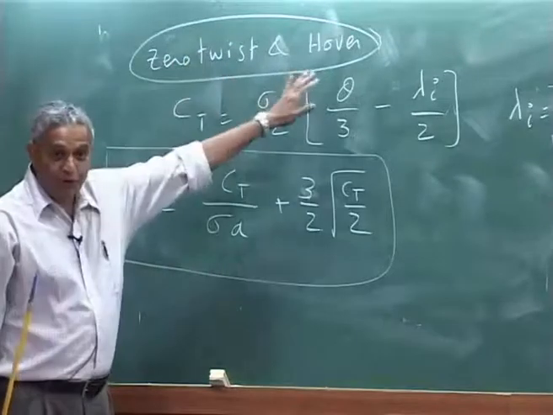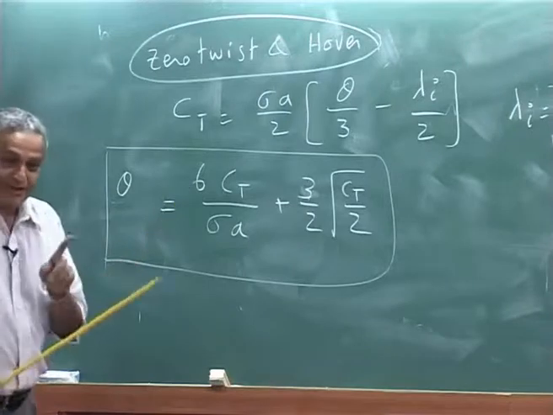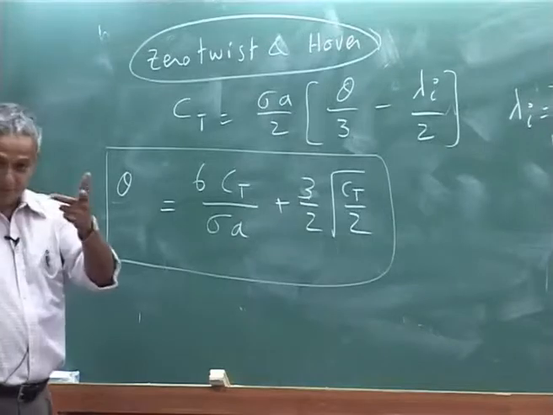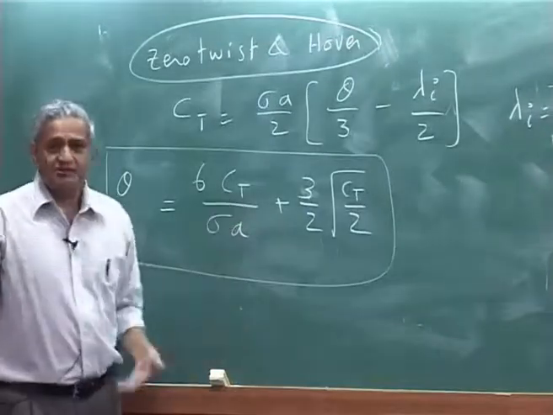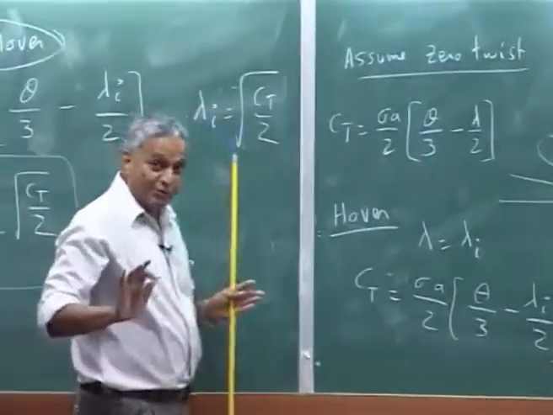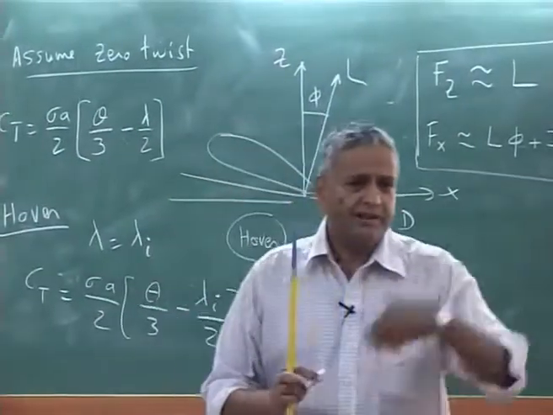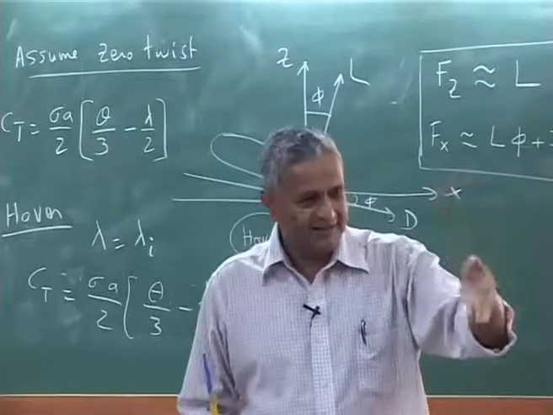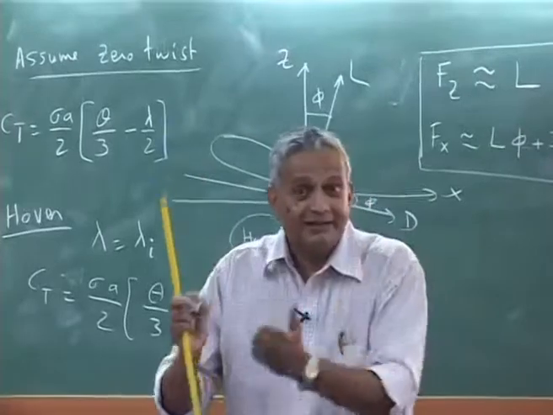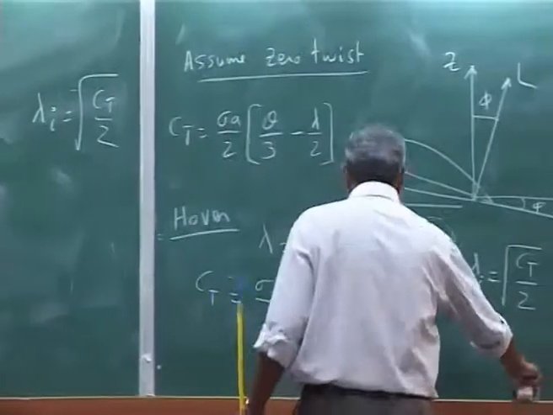Zero twist, hover. If I know the thrust coefficient, Ct, that means I know the weight of the helicopter. Sometimes people call it the weight coefficient. Basically weight is supported by the thrust, so the thrust coefficient Ct is equal to Cw. So, I use this approximation again here.